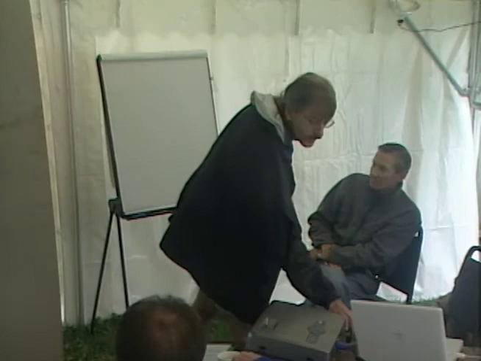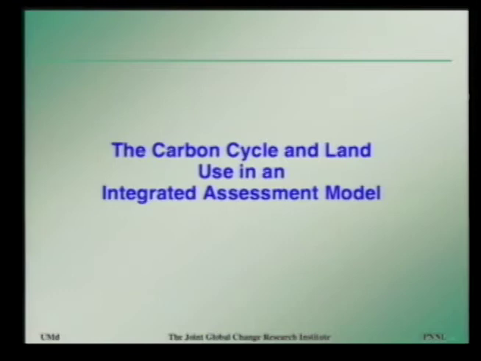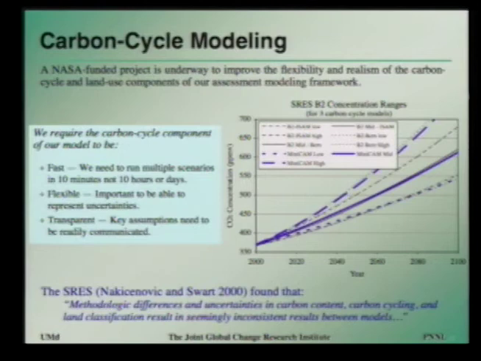So, final topic: take a look at the carbon cycle and land use in an integrated assessment model. We actually have a project to improve our carbon cycle and land use, but this is a bit of a hodgepodge slide, but let me first look at this graph.